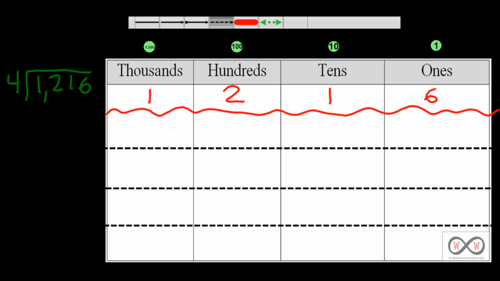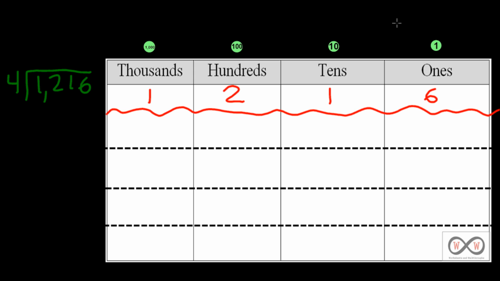Okay, we have 1,216. We need to divide that up by 4. We'll start with the thousands place. And if you're thinking about traditional division, you would start that way. 4 goes into 1. Well, it really doesn't. Well, let's see why. We'll take this 1,000, and you can see it's not easy to divide that into 4 equal parts. We'll take that 1,000, you'd have to break it up, and that's exactly what we're going to do.